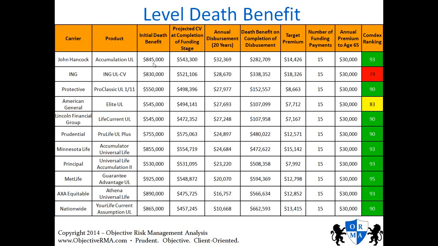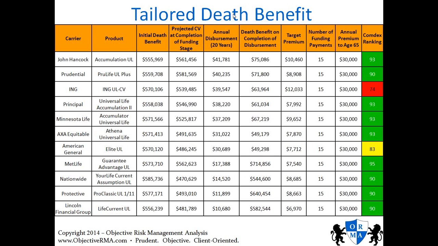So from day one, there's a level death benefit, and they're trying to grow money inside of it and then take this annual disbursement. One of the things that I do is I'll do what's known as a tailored death benefit, where I start the death benefit high enough so that it still qualifies as life insurance, but it's low enough where you're not paying any unnecessary insurance costs. And by doing so, you can see the disbursement.